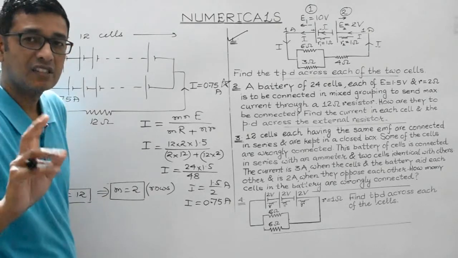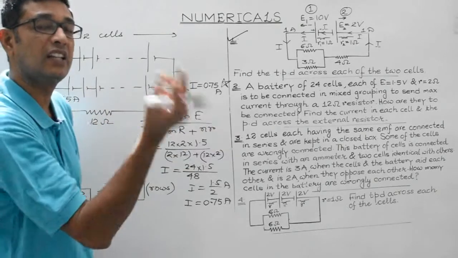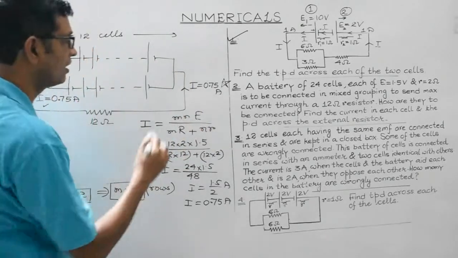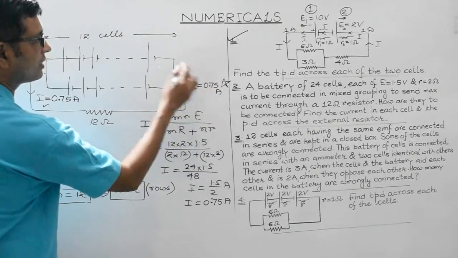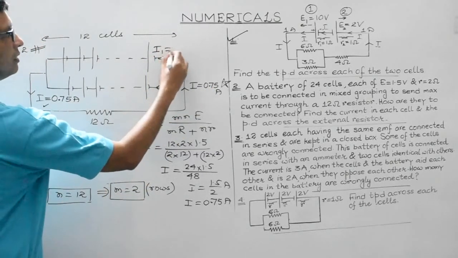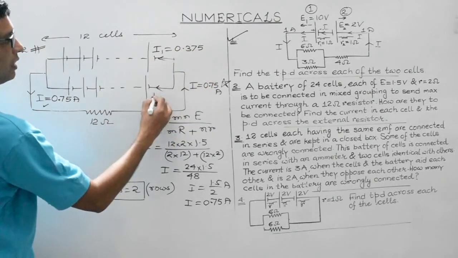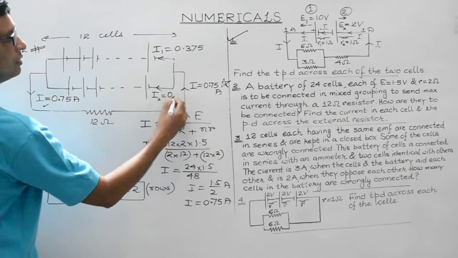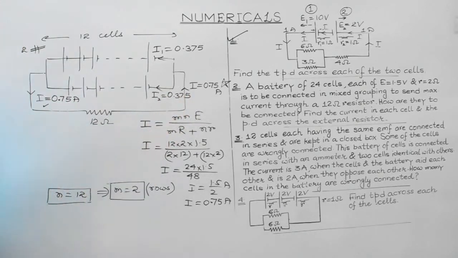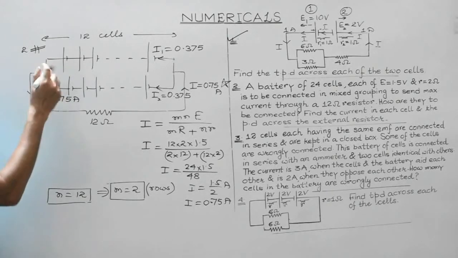Net charge is conserved, so accordingly, the sum of the current entering a junction must be exactly equal to the sum of the current leaving it. Net current entering is 0.75, so it will get equally divided. In this case, the current would be 0.375, which is half of 0.75, and here also the current would be 0.375. Clear? These two currents will again combine together so as to form 0.75 ampere.